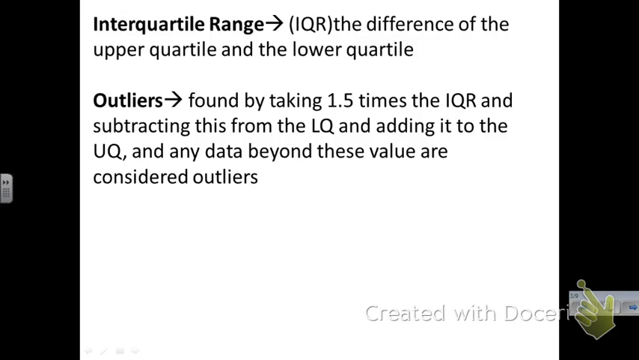An outlier is found by taking 1.5 times the interquartile range and subtracting this number from the lower quartile and adding it to the upper quartile, and then looking to see if there are any data values beyond those numbers, and if there are, they are considered outliers.